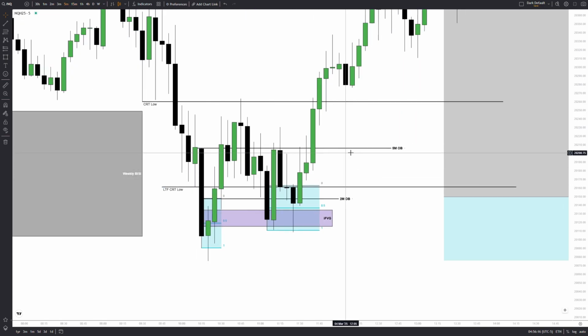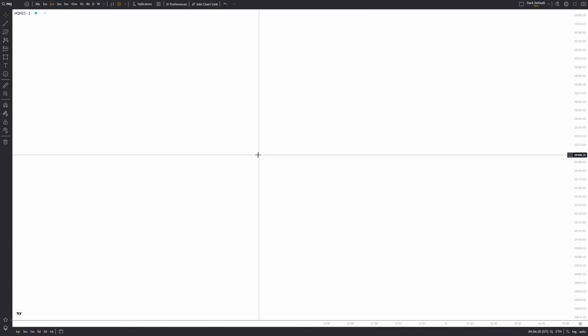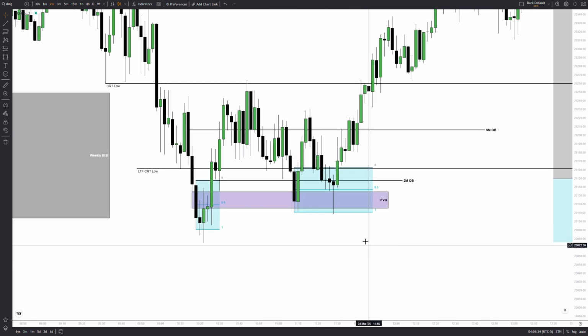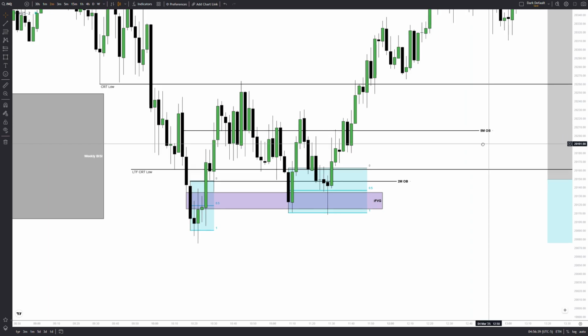So we have this 5-minute order block. We have the 5-minute change in state. We also have a 2-minute order block. Now, the reason I have this 2-minute order block marked is, well, I will only mark it after we close above the 5-minute order block. I will use the 2-minute order block for an entry in a deeper retracement into the 5-minute order block.